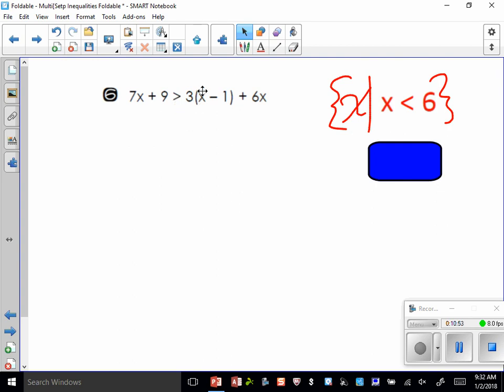So you did have to distribute this 3x minus 3 here. You should have ended up with 9x over here, 9x minus 1. So then you have to move all of your x's to one side. Since it has to be on the left anyway, and you had 9 here, that's going to give you a negative 2x over here. So just go back and check your steps. All right, any questions on this?